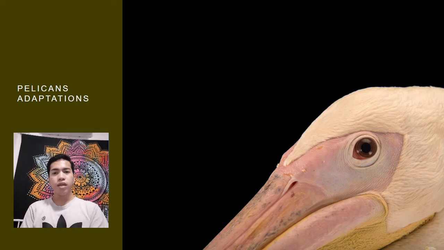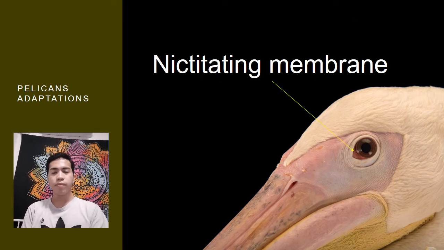The next adaptation is the nictitating membrane. A nictitating membrane is a third eyelid that is translucent or clear. It is used as an extra level of safety for the eyes and allows the pelicans to still see underwater while affording its eyes an additional amount of protection. This slides over the eyes like swimming goggles.